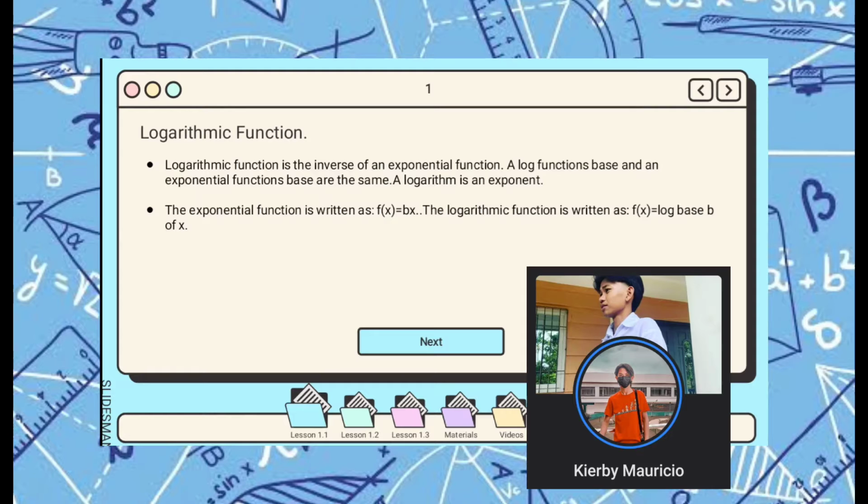Logarithmic function is the inverse of an exponential function. A log function base and an exponential function base are the same. An exponent is a logarithm. And in mathematics, the logarithm is the inverse function to exponentiation. That means the logarithm of a given number x is the exponent to which another fixed number must be raised to produce that number x.